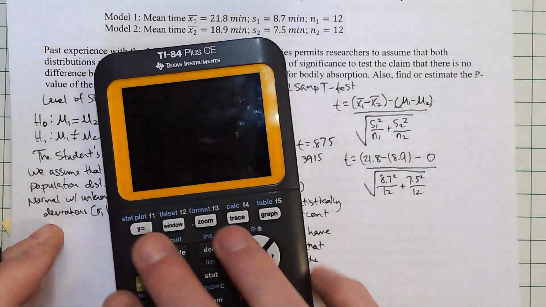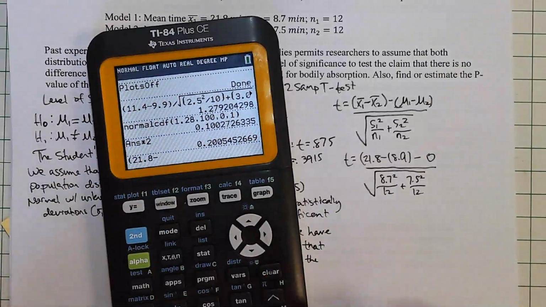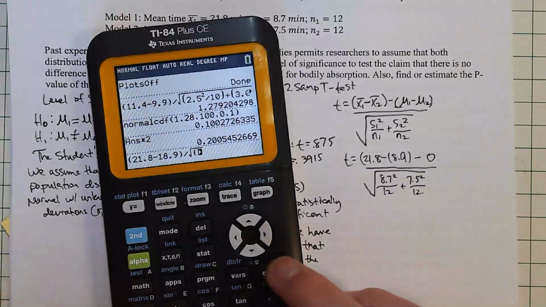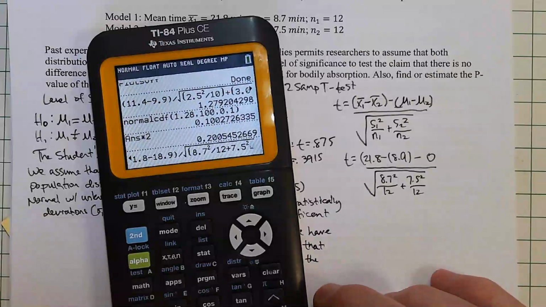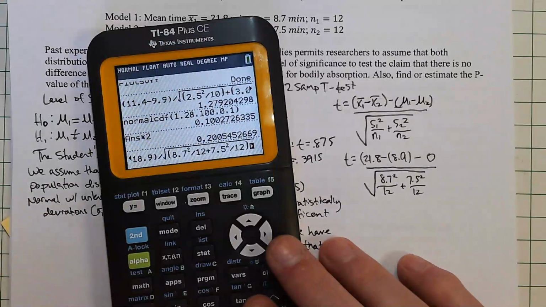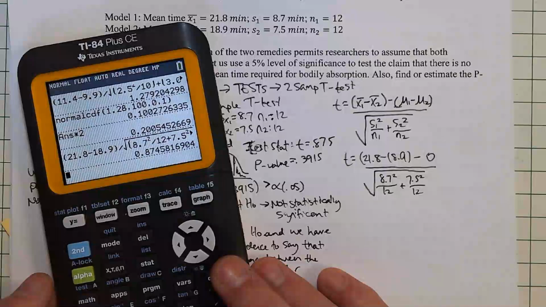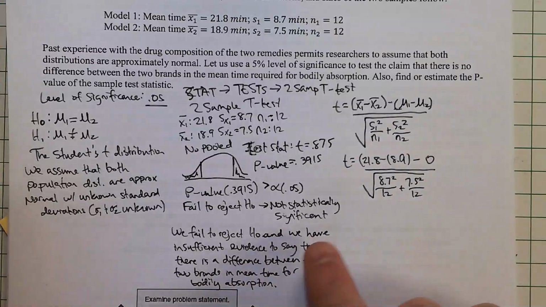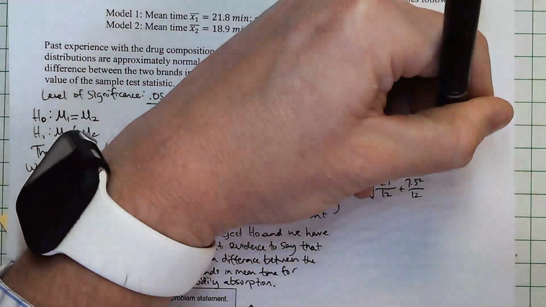So it's going to look like 21.8 minus 18.9 divided by the square root of 8.7 squared divided by 12 plus 7.5 squared divided by 12. Okay, that should work. 0.874, and that is pretty accurate there. Actually 0.875, I apologize, I didn't round right. So this is going to be 0.875.